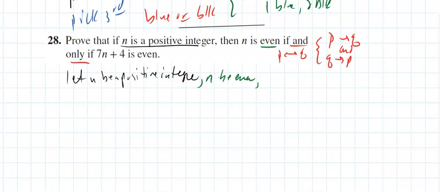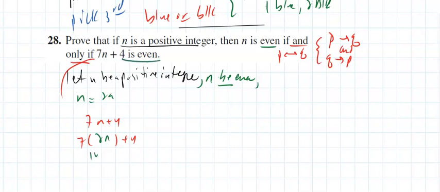N is positive. Then we're going to show N is even. Let's assume that N is even if and only if 7n plus 4. So okay, here N, if it's even, must be 2a. If I take 7n plus 4, that will be 7 times 2a. So I'm trying to show that this is even. That would be 14a plus 4, that will be 2 into 7a plus 2, which by definition is even, it checks. But if it's an only if statement, I have to go both routes. This is not enough.